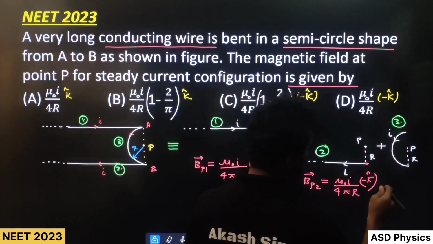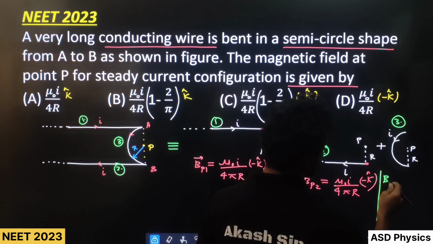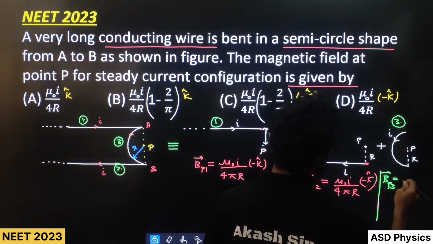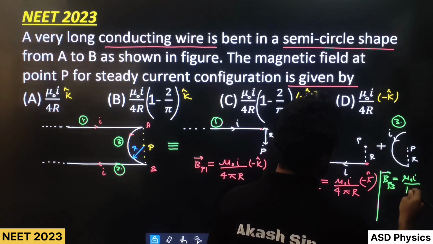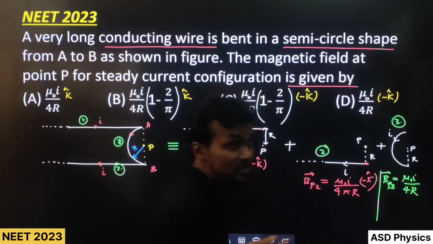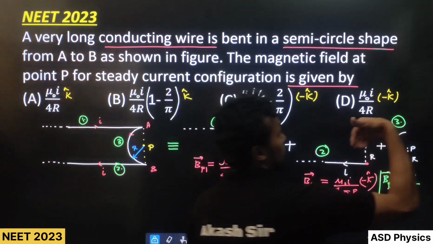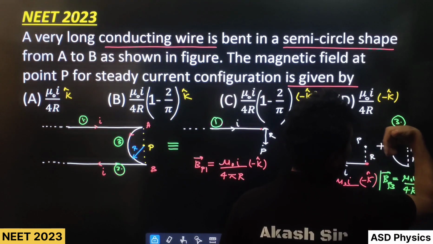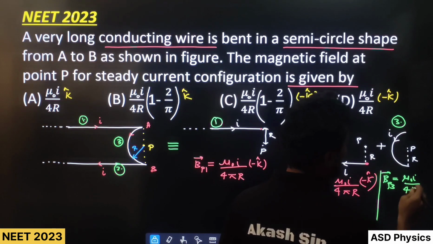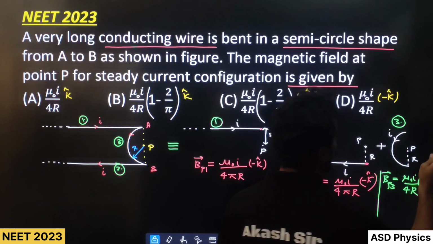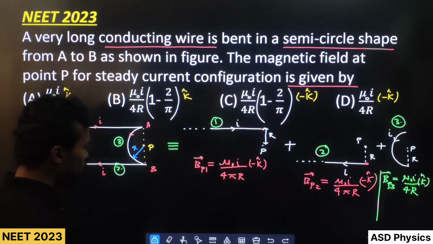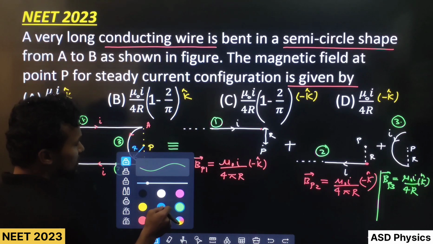After that, if I talk about this semicircular coil, for the third section, it will be BP3. What is the formula? We have learnt mu naught I by 4R. And the direction again, put your fingers along the current, palm towards the point, thumb is coming outside. That means here k cap. Now we have written the magnetic field due to all the 3 sections.